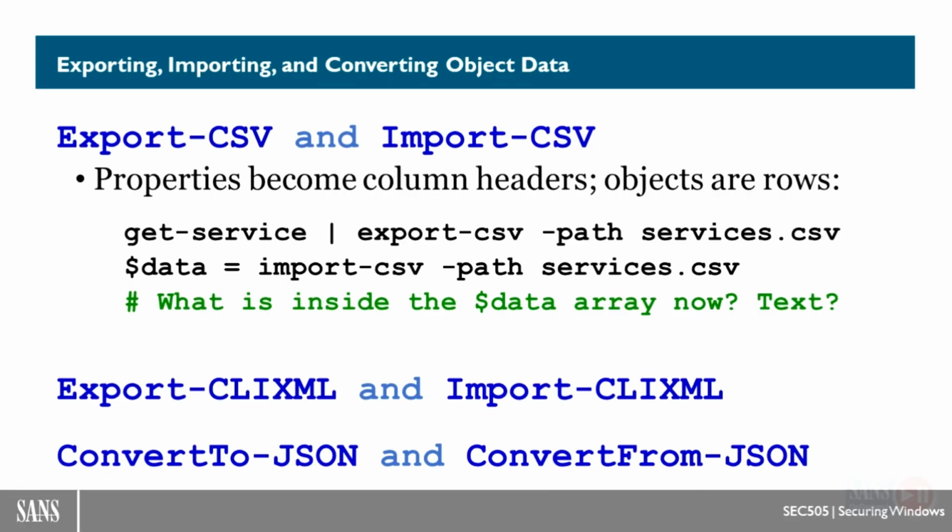Or if you're interacting with a web service, we could take an object in PowerShell, render it or convert it to JSON, send it over the internet over an HTTPS connection to a server, which then could read, parse, and use that JSON.